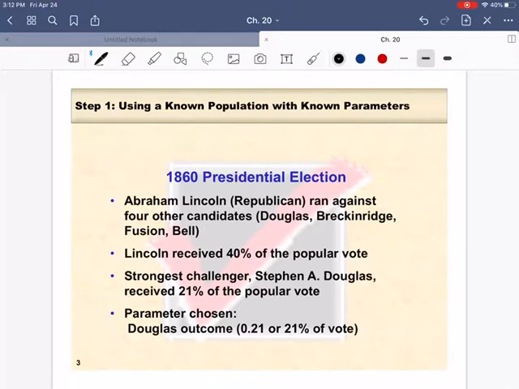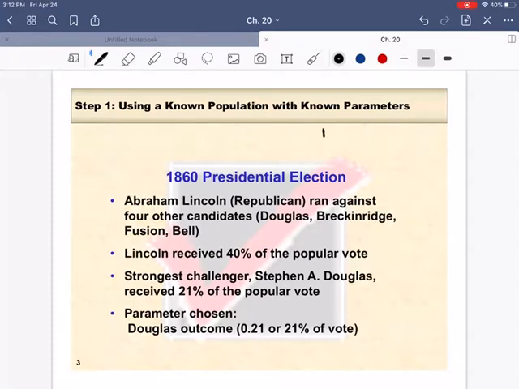Okay, in 1860, Abraham Lincoln, Republican, ran against 4 other candidates. Lincoln received 40% of the popular vote. The strongest challenger was Stephen A. Douglas, who received 21% of the popular vote. So what we're going to look at is Douglas, the percent of votes he got.